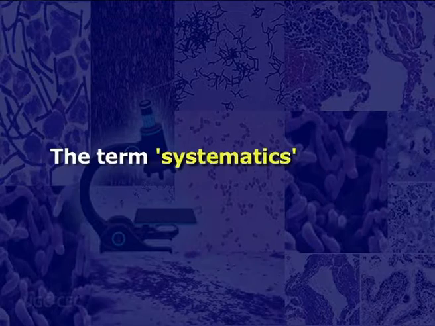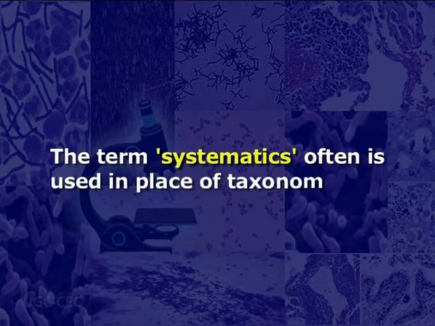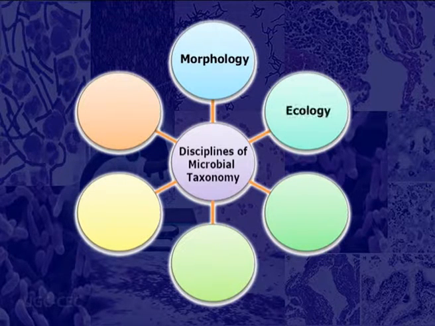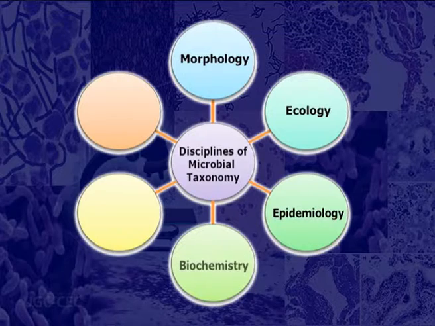The term systematics often is used in place of taxonomy. In general terms, it is defined as the scientific study of organisms with the ultimate object of characterizing and arranging them in an orderly manner. Knowledge acquired through study on the nature of an organism is used in taxonomy, which is also a part of systematics. Thus, it covers disciplines such as morphology, ecology, epidemiology, biochemistry, molecular biology, and physiology.